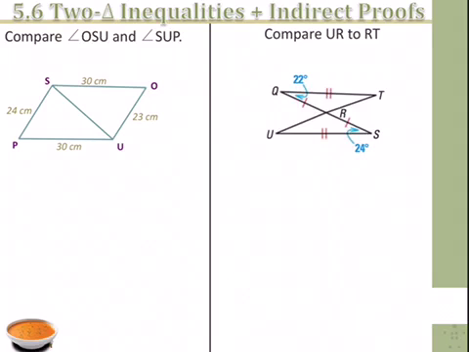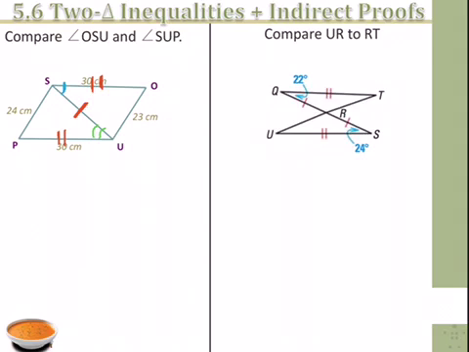Now, the hinge theorem relies on two pairs of congruent sides, which we seem to have between these two triangles. There's SU being reflexive to itself. There's SO being congruent to PU, because they both measure 30 centimeters. And then if I want to compare angles OSU to SUP, I could do that by applying the hinge theorem. So OSU is the blue one, SUP is the double green arced one.